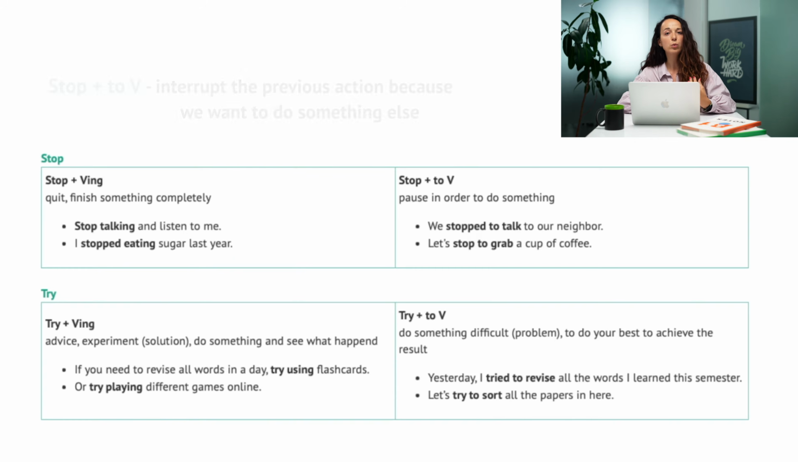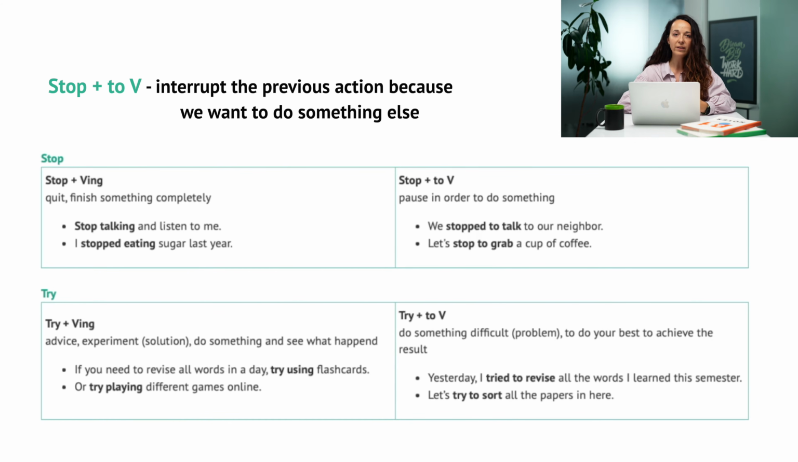When it's stop to do something, we interrupt the previous action because we want to do something else. Basically, we can say, why do we stop in this case? For example, we stopped to talk to our neighbor. Most likely we were going home, saw our neighbor and stopped. Why? To talk to them. Let's stop to grab a cup of coffee. I'm asking my friend to stop driving, walking, riding. Why? In order to get coffee.